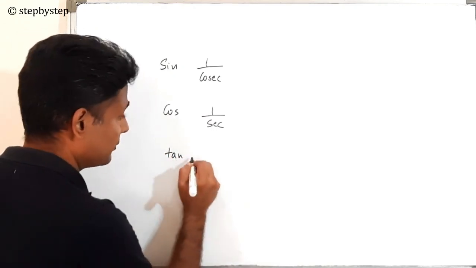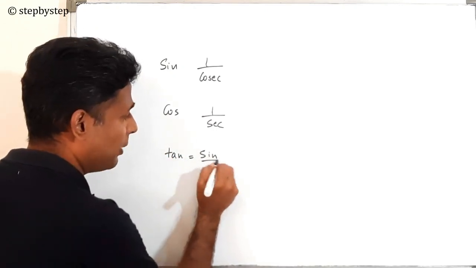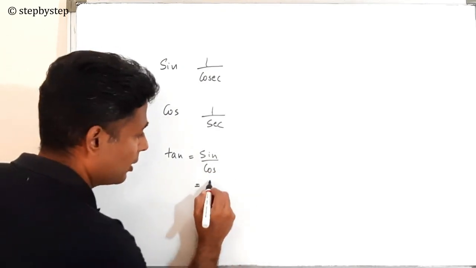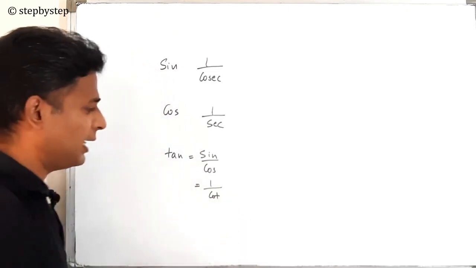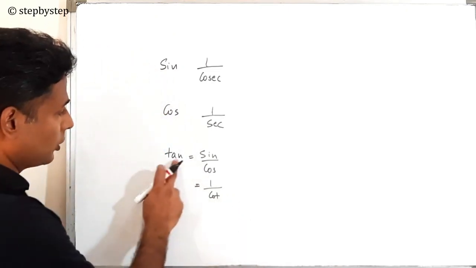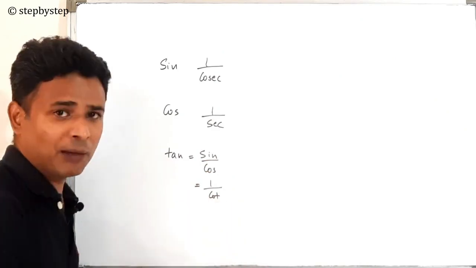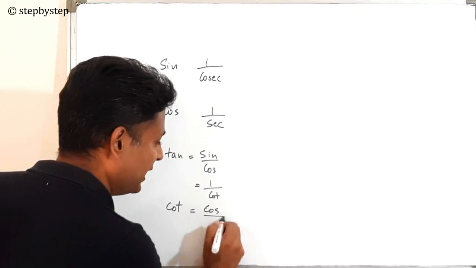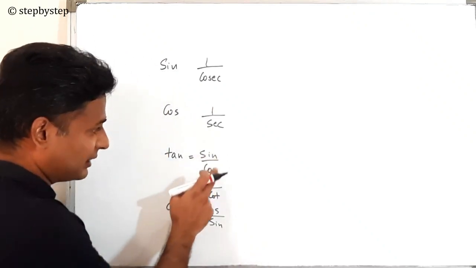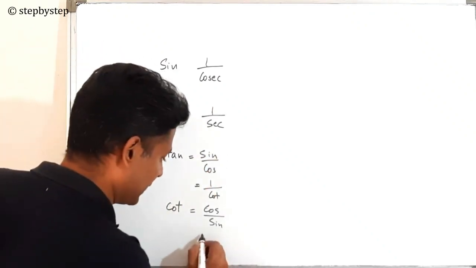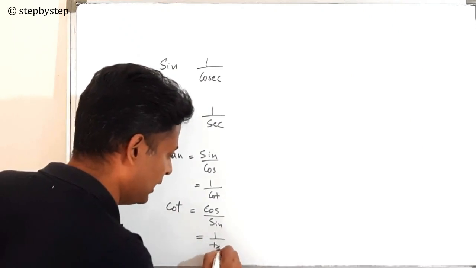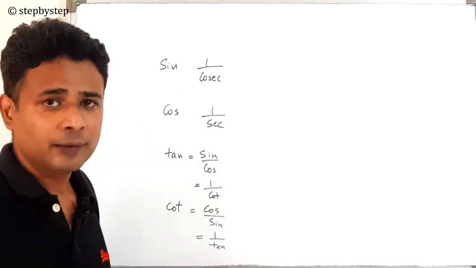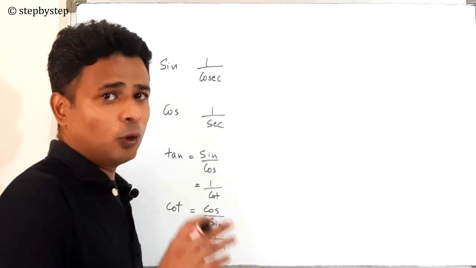Similarly, tan can be written as sine by cos. Remember this one. And what is the reciprocal of tan? Cot. So tan can be written as 1 by cot. So tan can be written either as sine by cos or 1 by cot. Similarly, cot can be written as cos by sine, the reciprocal of tan, right? So tan is sine by cos, cot is cos by sine, and it can also be written as 1 by tan. So remember these things. What is the reciprocal of which? Alright. Now coming to identities.